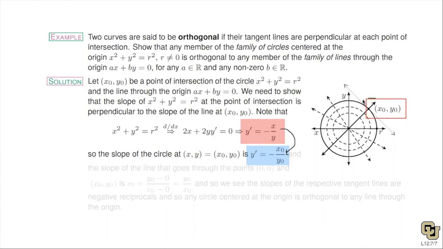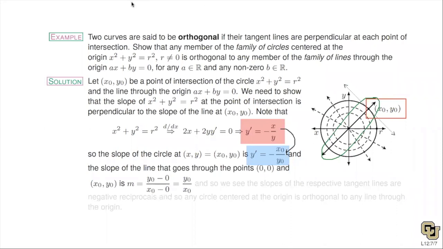So we have this line here going through the origin, and it goes through the point x naught, y naught. I want to show the slope of that line is perpendicular. So the slope of the line that goes through the origin and the point x naught, y naught, as you know, is rise over run, change in y over change in x. So you have y sub 0 over x sub 0.